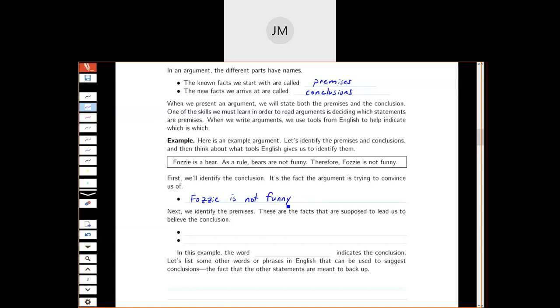All right, next we identify the premises. These are facts that are supposed to lead us to believe that the conclusion is true. So the statements that are supposed to lead us in this direction are that Fozzie is a bear. And the other statement is that bears are not fuzzy.